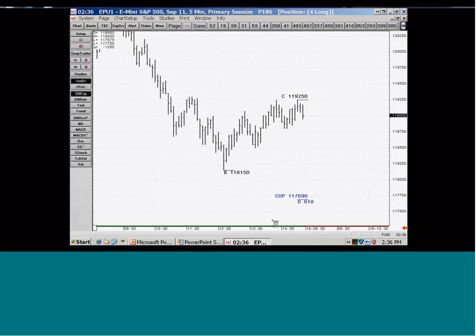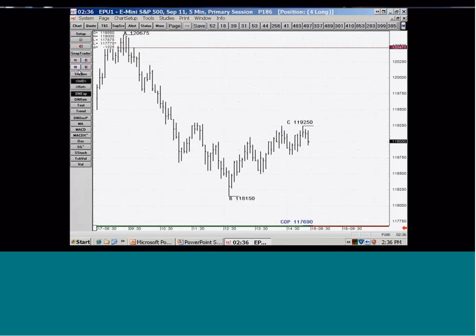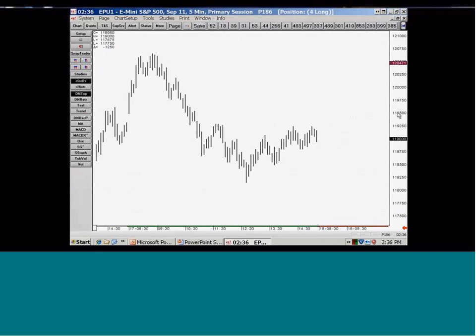Now, take a look at this. Here is the projected COP low of 117690. Take a look up here. What do we have for a low? 117675. Now, if you think this is an accident, I feel sorry for you. It's not an accident. This is the way things go.